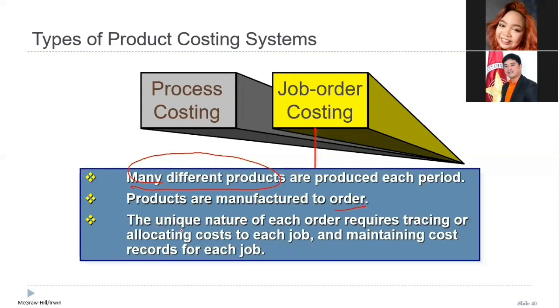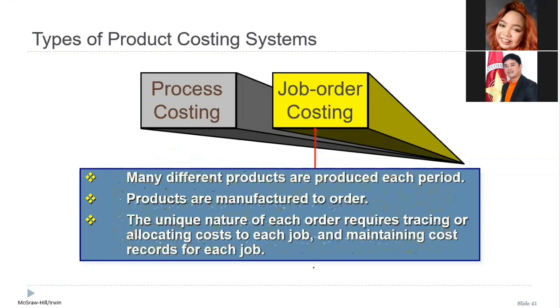So di ba nga, per order yon depende sa specification ng customer. So that would require tracing. Alamin mo kung ano nga uli yung tracing natin, ginagamit natin para sa pag-assign ng mga direct costs. Allocating ay ginagamit, yung term na yan ay ginagamit natin sa pag-assign ng mga indirect costs. And maintain cost records for each job.